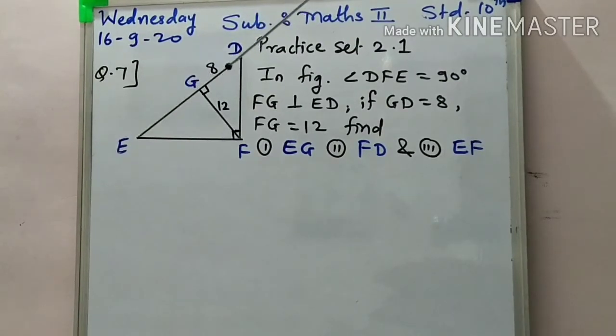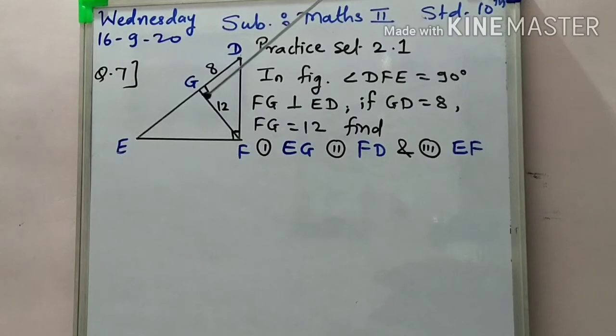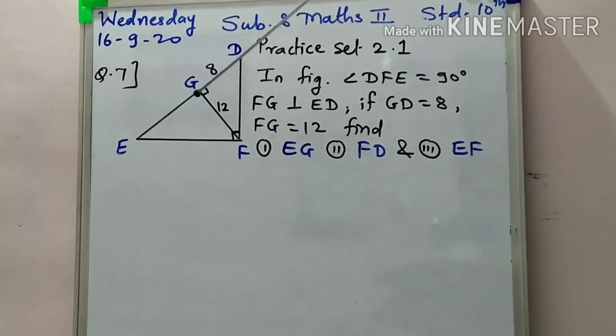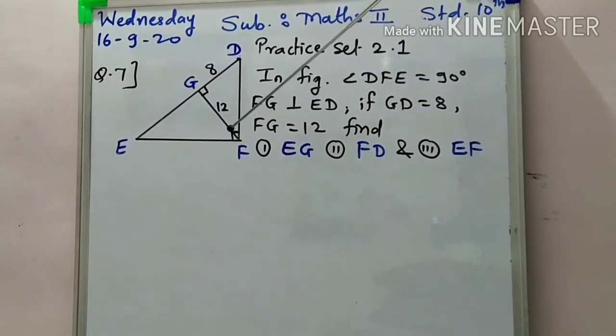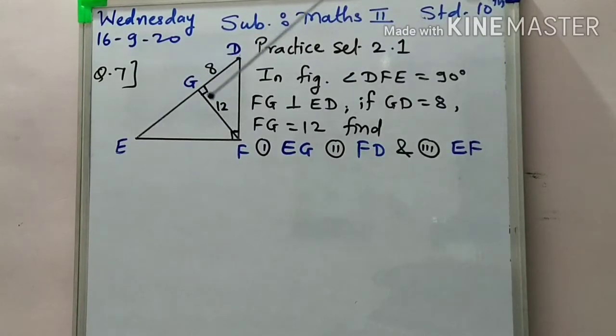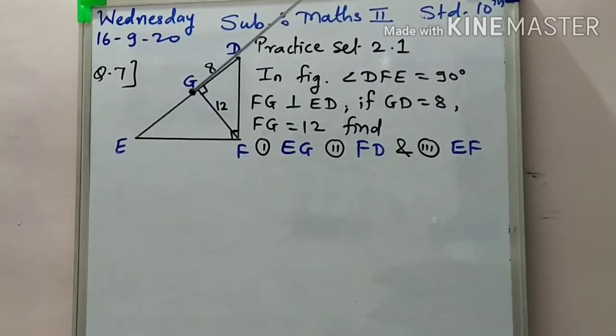Which theorem or property are we looking at here? Yes, the theorem of geometric mean we use to solve this, and first we find EG using the geometric mean property, because this altitude is the geometric mean of the two parts EG and GD. Pay attention over here.